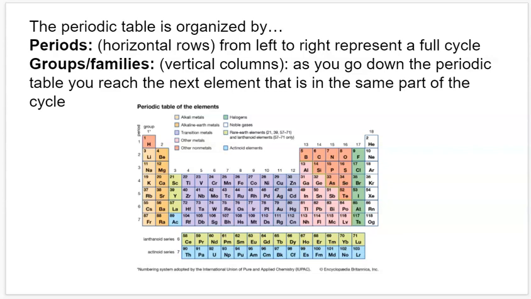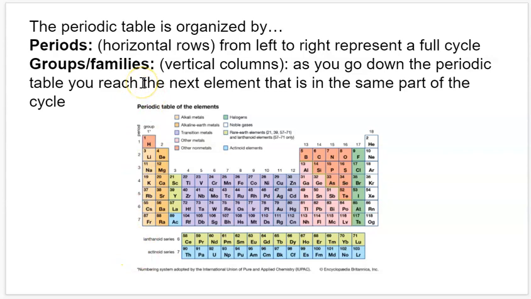So the periods, or the intervals, on the periodic table are the horizontal rows. As you go from left to right, you're going through a full cycle. The periodic table itself is meant to be read left to right, top to bottom. So as you go across, it's kind of like finishing a line, and then you go down to the next one, and you end up at the next period, the next repeating interval.